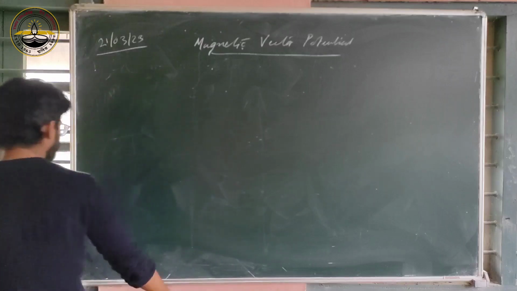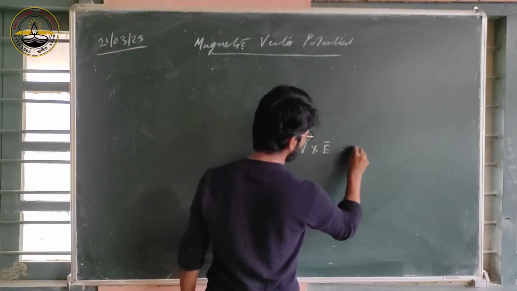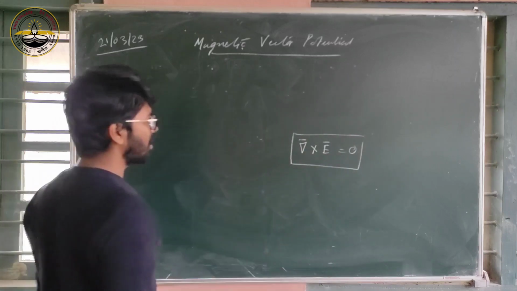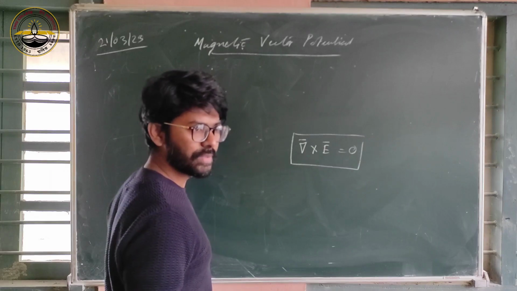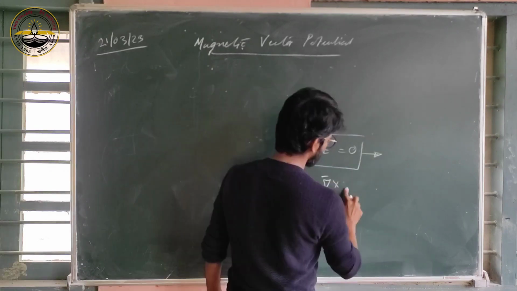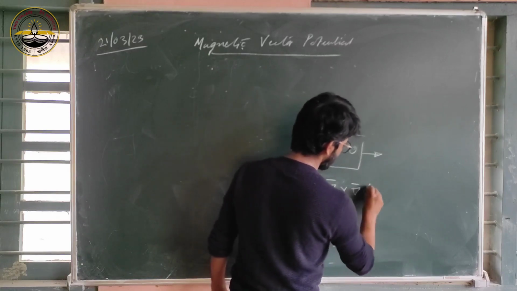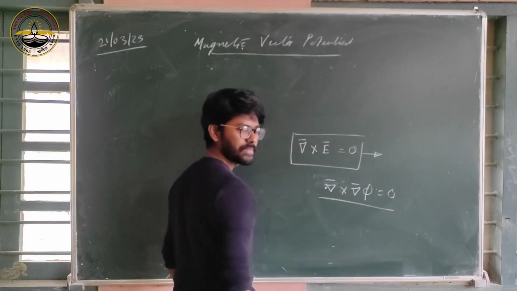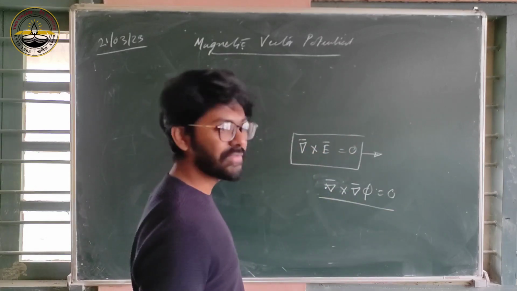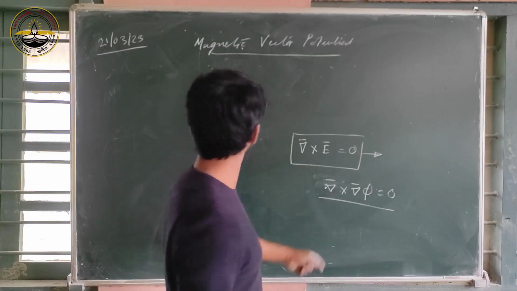Magnetic vector potential. Have you proved that del cross E equals 0? Curl of electric field is 0. It means the electric field is not rotational. I mean, curl of a gradient is 0. This is mathematical physics from last semester. What does gradient mean?